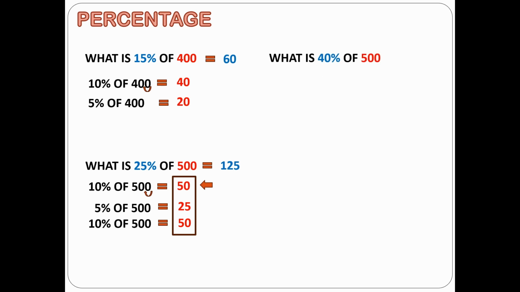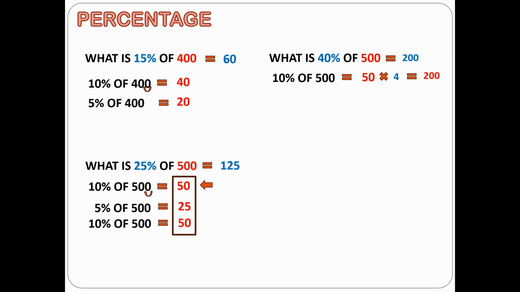Another example, what is 40% of 500? Following the same procedure as before, 10% of 500 is 50. So, 40% of 500 is simply 50 times 4. And this is equal to 200. So, 40% of 500 is equal to 200.